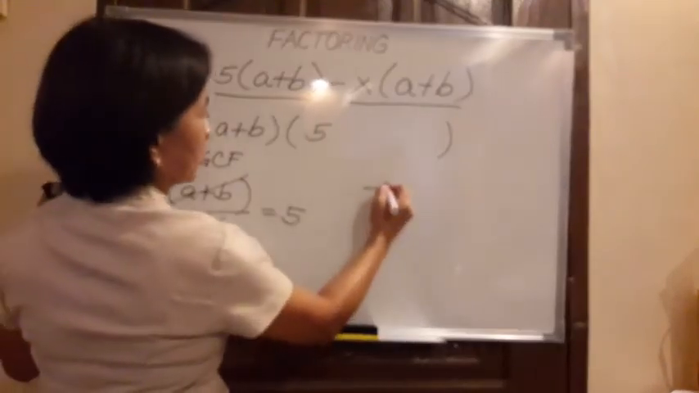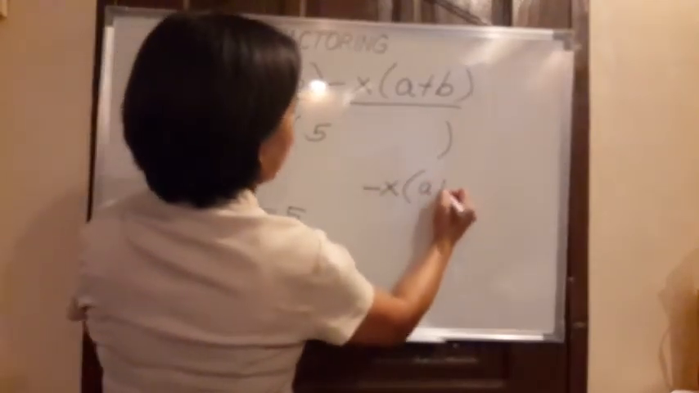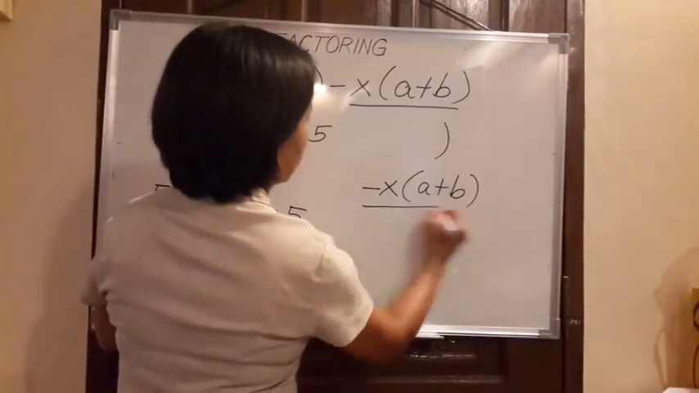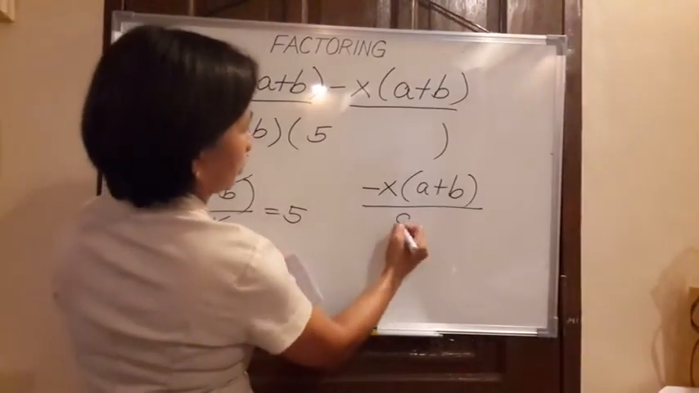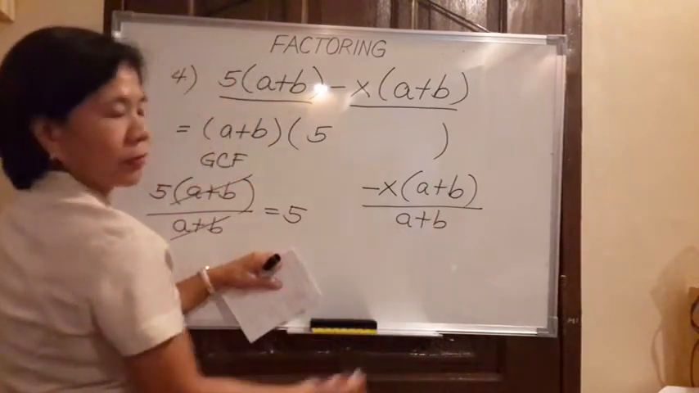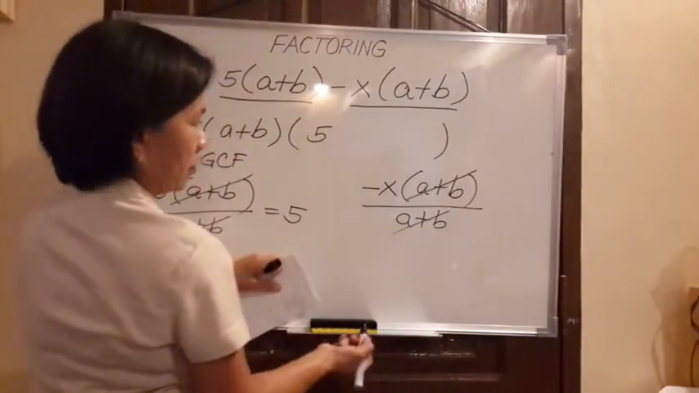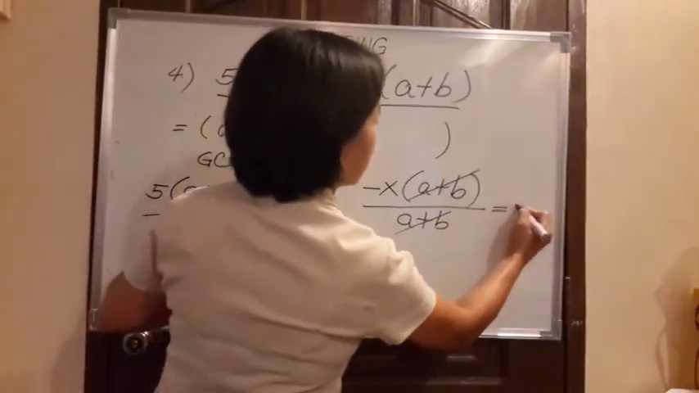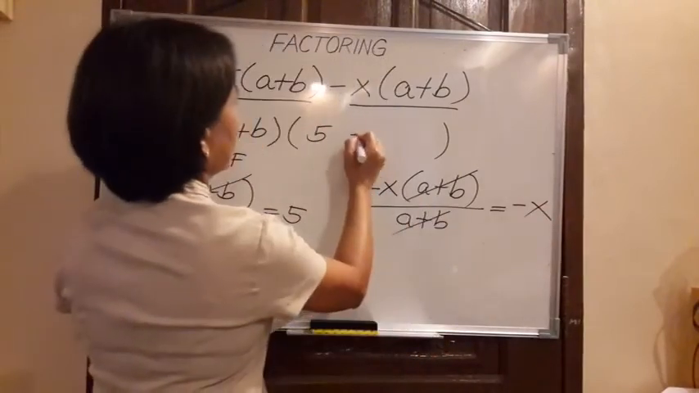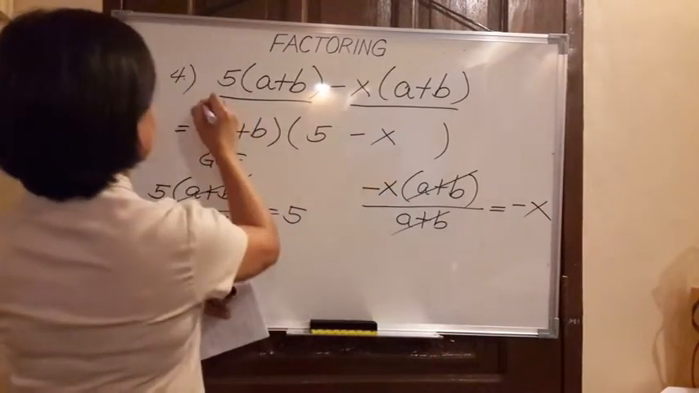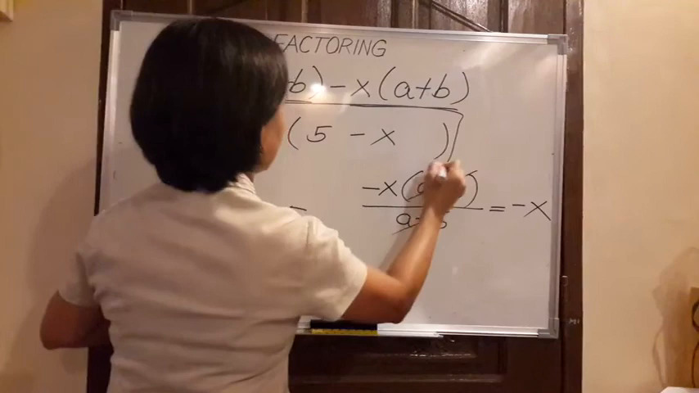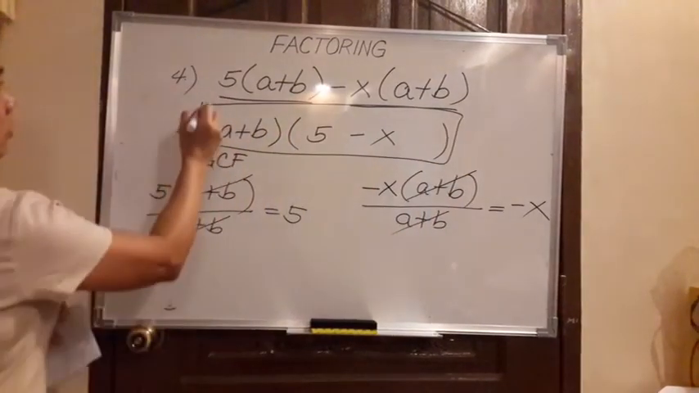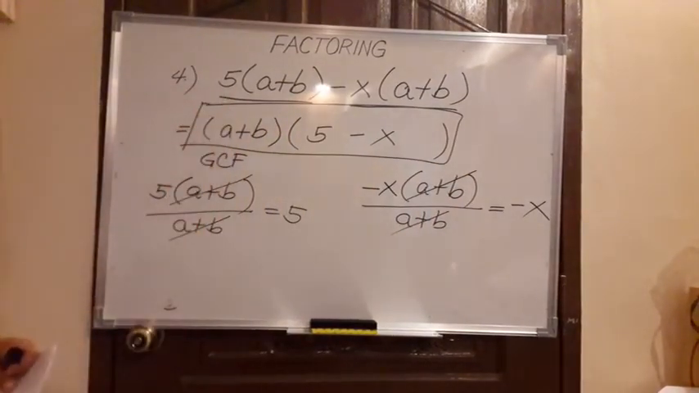Second term is negative x times the quantity A plus B. Divide this also by the greatest common factor A plus B. Then cancel A plus B. The answer is negative x. So minus x. So this is now your answer. Final answer. Quantity A plus B times the quantity 5 minus x.